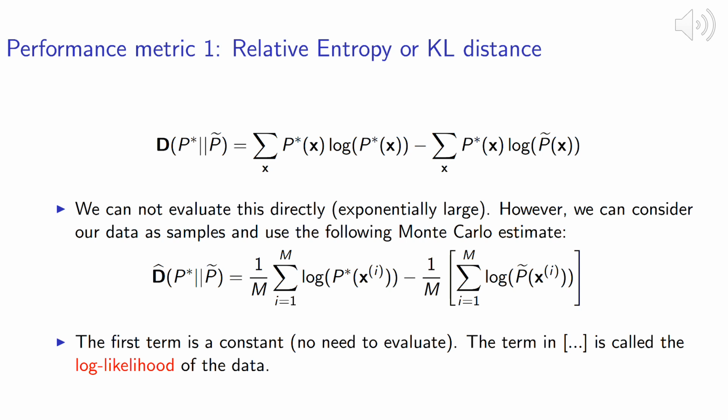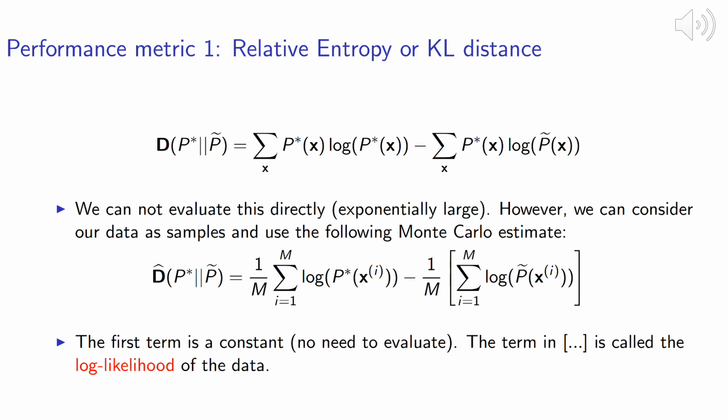instead of using the original value or the exact value, which is denoted by D, and the Monte Carlo estimate is denoted by D hat, and try to minimize the Monte Carlo estimate D hat.